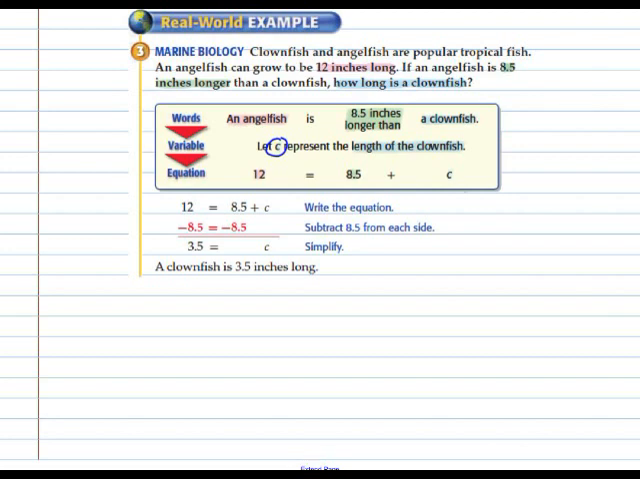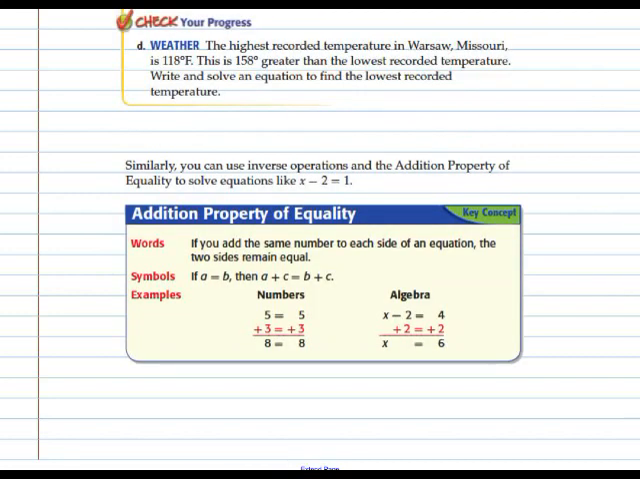I use the subtraction property of equality to subtract 8.5 from each side. I get 3.5 equals C. My clownfish is then 3.5 inches long.